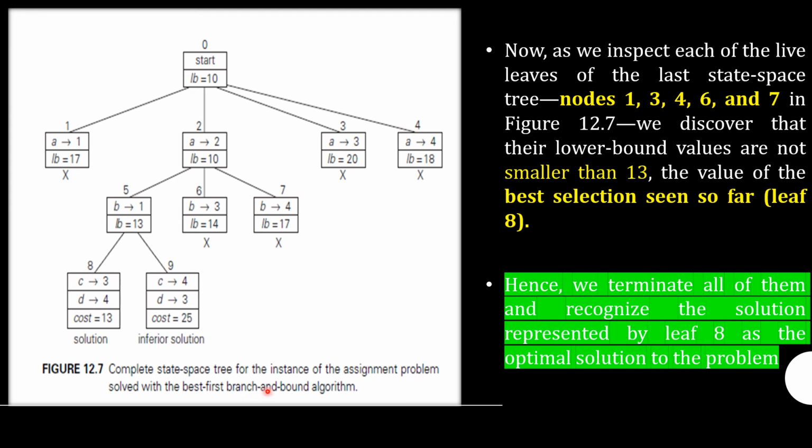The complete state space tree for the instance of the assignment problem is solved with the best first branch and bound algorithm. Why best first? It means we are checking the node which yields the lowest lower bound, and after that we are branching it. Here also the same thing. So that is called the best first branch and bound algorithm, right?